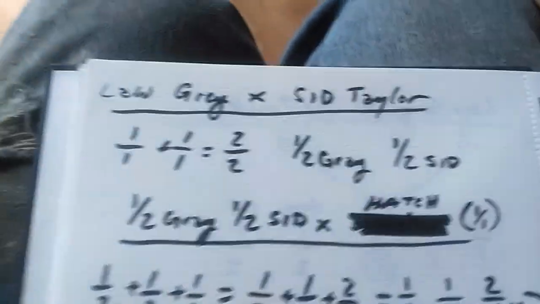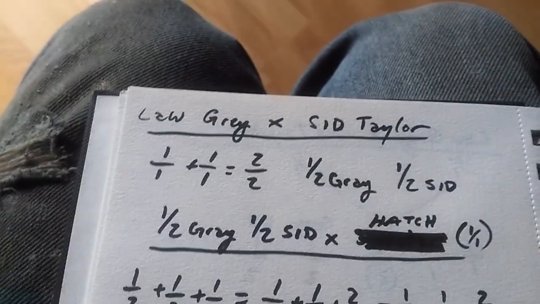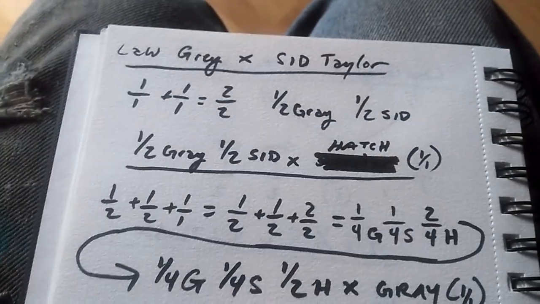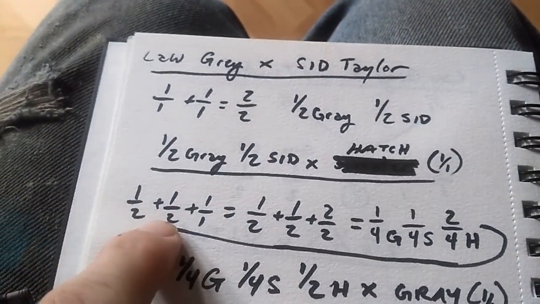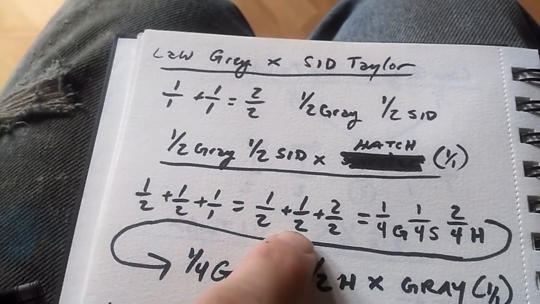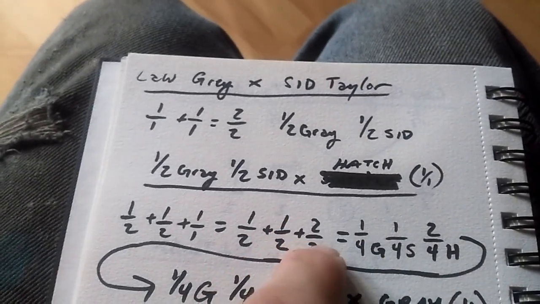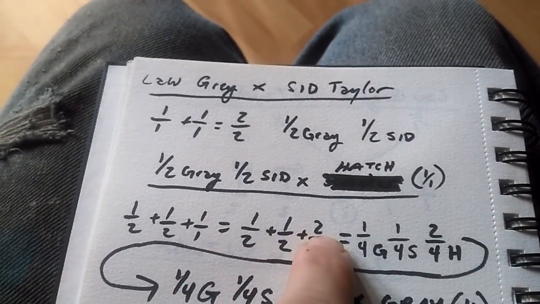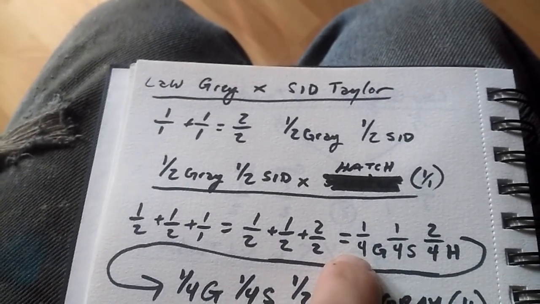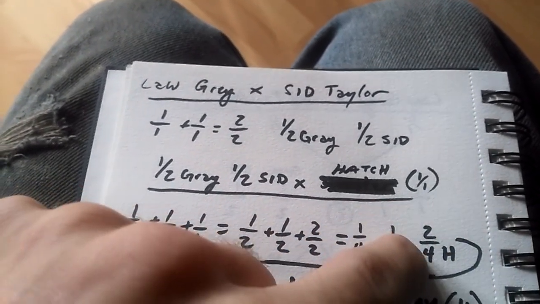We're going to start off with that same cross, log gray over Sid Taylor. So we're going to go half gray, half Sid. Now we're going to breed hatch blood into it. So as a result, we've got a half and half plus a 1 over 1, which we then have to change to a half and half plus a 2 over 2. Which, when you get everything added up, it's 4, so we know the bottom number has to be 4. So that produces a quarter gray, quarter Sid, and then 2/4 hatch.